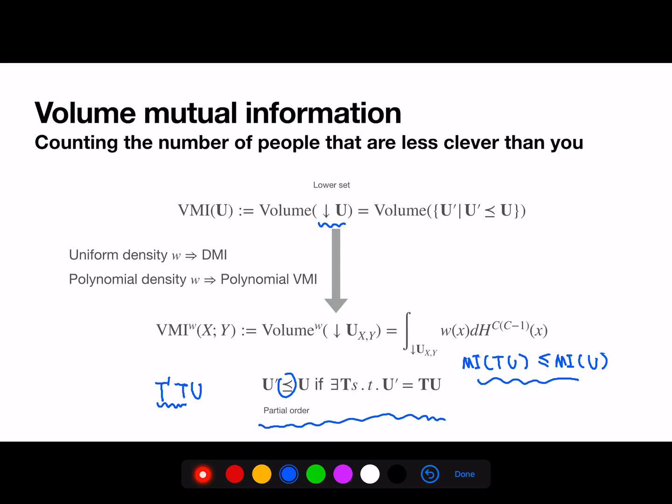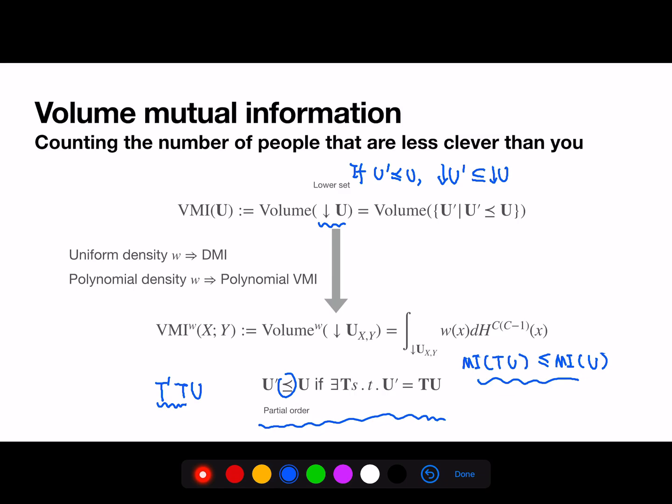The volume mutual information is defined on a continuous set, it's not discrete. So we define it as the volume of the lower set. The fundamental reason is that it satisfies partial order, so if U prime is less than U, then we have this set theory thing: the lower set of U prime is going to be a subset of the lower set of U, because it is a partial order.